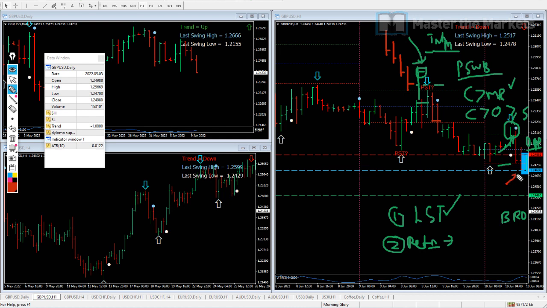So we'll put our entry point over here, stop loss for the high of that bar, and then our target for 80% of the ATR on the daily time frame. So I'll go to yesterday's bar, take the ATR, which is 95, and then I would take a look at 80% of that, which should be 76. Let's do that together.